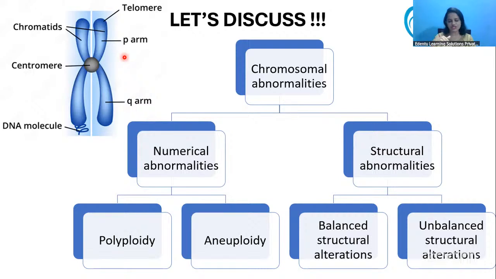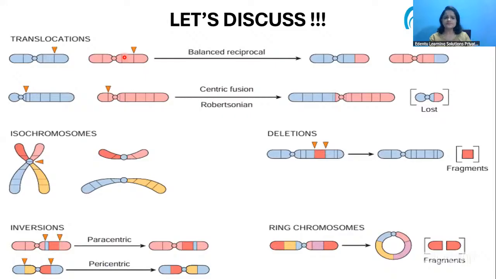Then we have the structural abnormalities, like balanced structural alterations and unbalanced structural alterations. Under structural abnormalities come translocation, deletion, inversion, ring chromosome, and isochromosomes. Let's have a look at what deletion is. Deletion, just like the word suggests, means one part of the chromosome is deleted after the cell division. That will create a deletion chromosome like this.